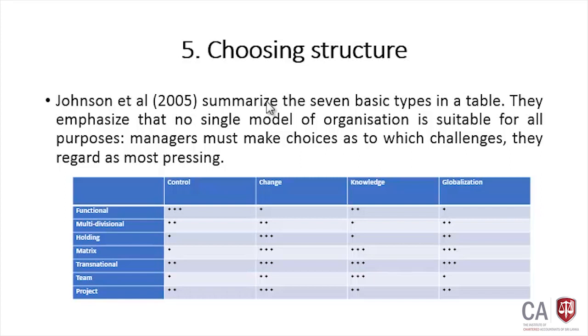But if you look at the structure, like holding and matrix, they are really good from a change perspective. Transnational is also really good from a change perspective, and project is also good. Knowledge-wise, matrix and transnational teams are really good. On the globalization part, matrix and transnationals are really good. So it shows a different aspect in different types of organization structures.